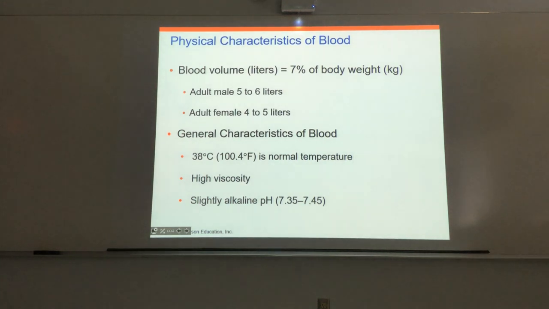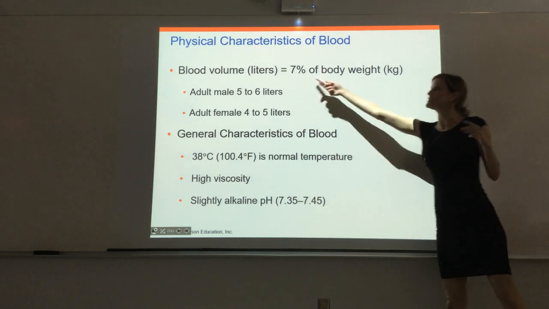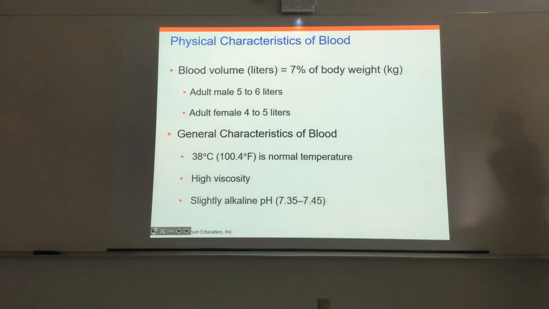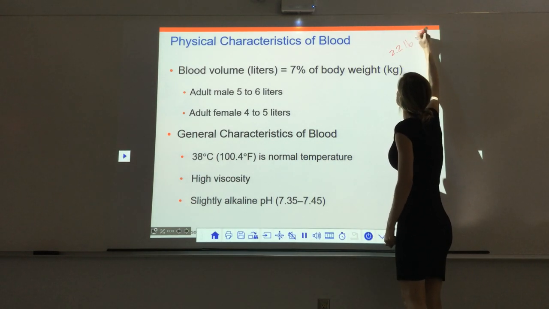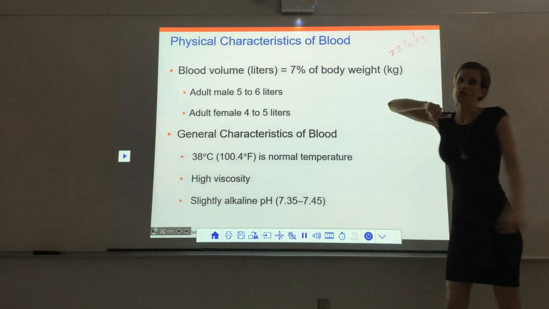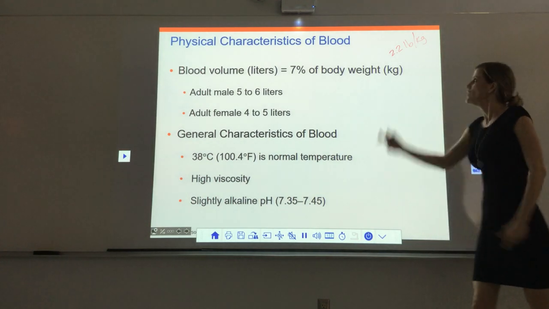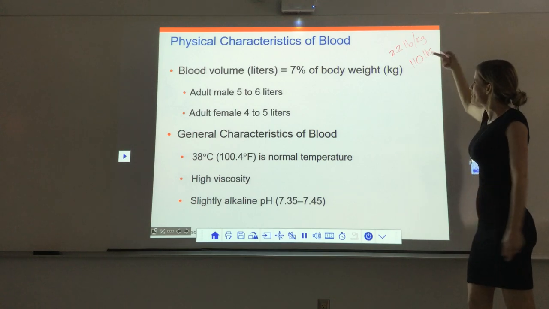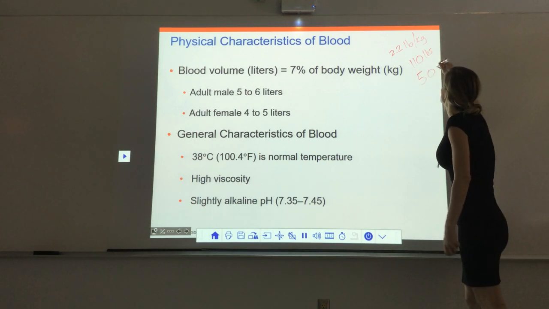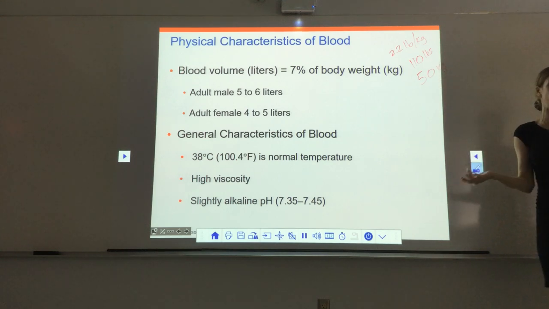And I'm clumsy. Okay, so blood volume. You have about 7% of your body weight in kilograms. We'll tell you how many liters of blood you have. If you guys are not aware, there are 2.2 pounds per kilogram. So you'll be fewer kilograms than you are pounds. Somebody who is 110 pounds, so 110 divided by 2.2 is 50, just a nice easy number to use. So if someone's 110 pounds, they would be 50 kilograms.